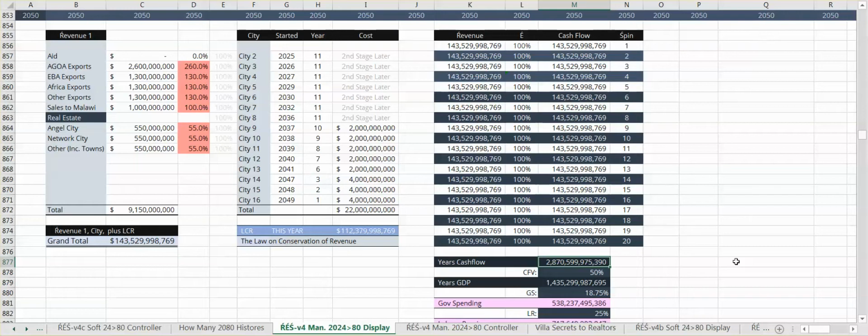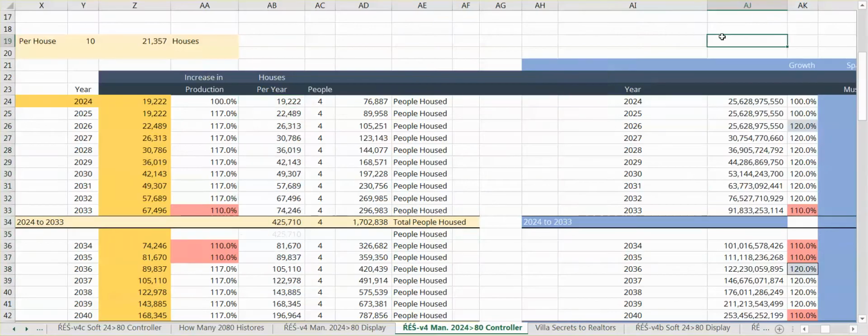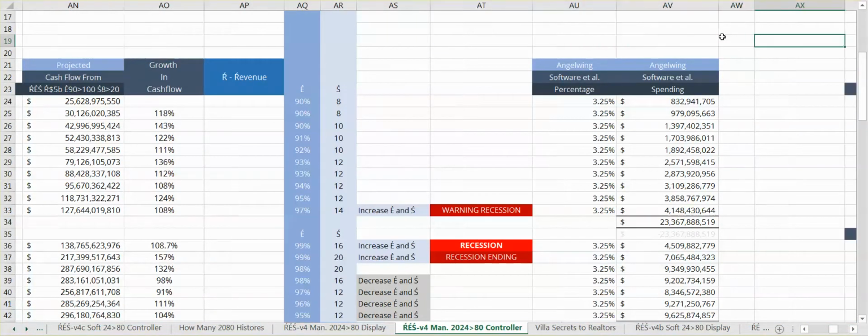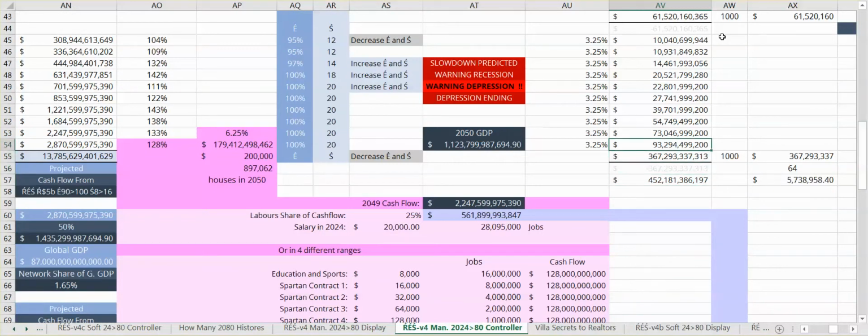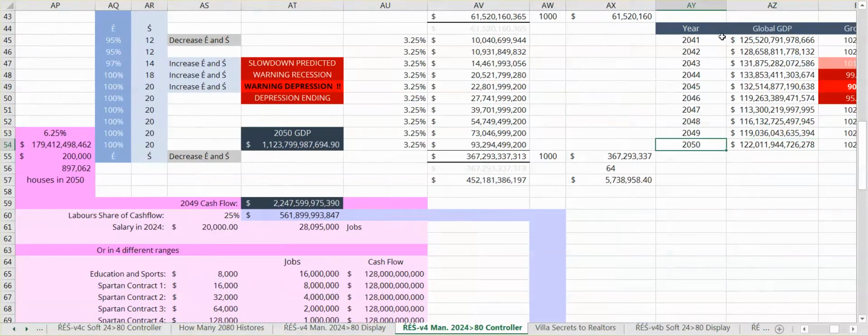Another interesting and simple statistic is the super project income of 93 billion in 2050 and 367 billion so far, found down column AV on the controller tab. Let me find that. AV. Here we go. And there we have that 2050. Let's just get a date. Yeah, 2050 93. Money earned to date 376.